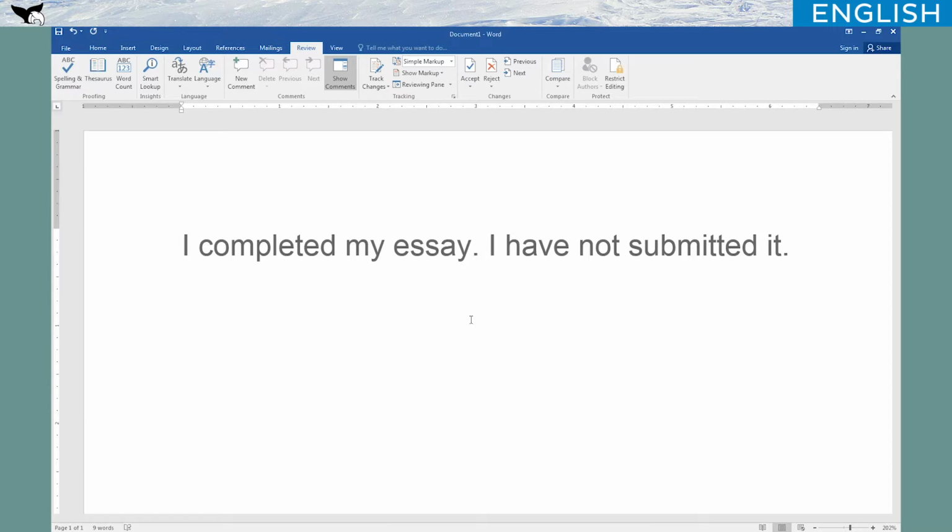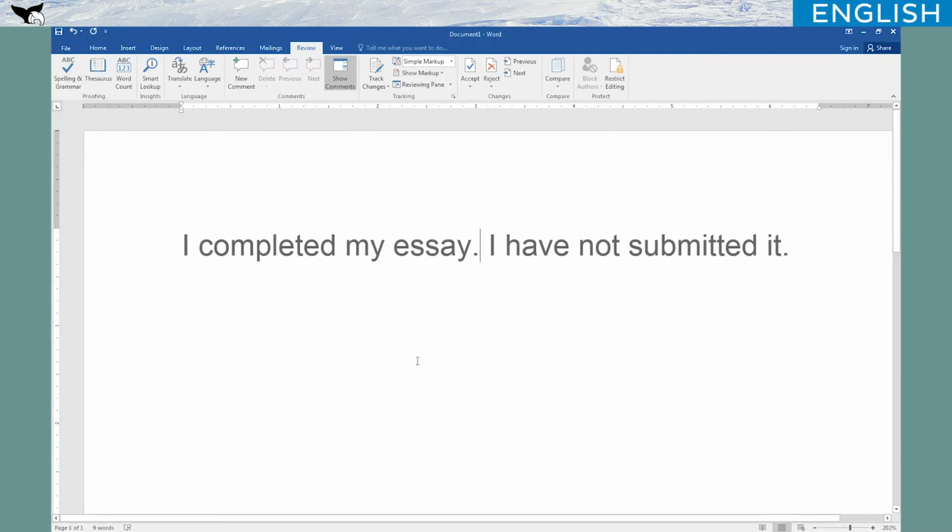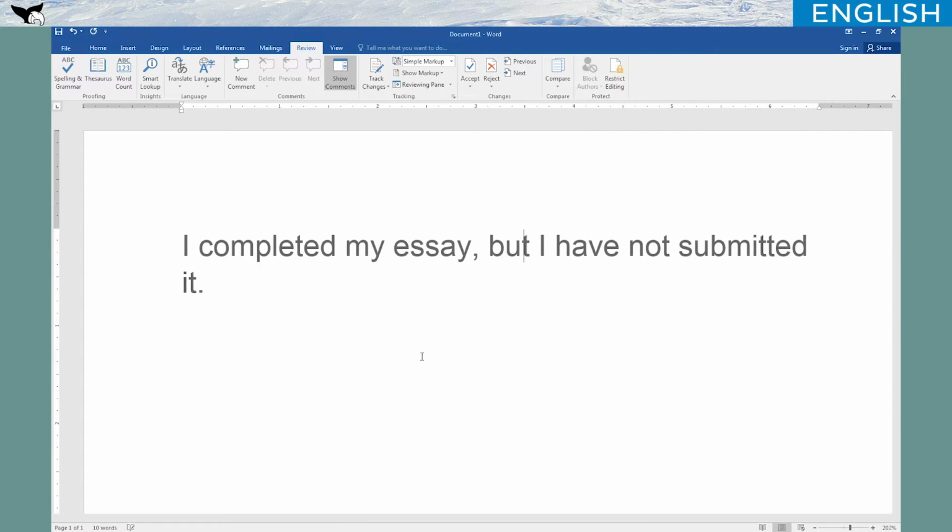So fine. If you don't want to put a period there because you're afraid that your writing will have too many short, simple sentences, another way to fix it is to add a conjunction. Conjunctions are words like and, but, or because. So if you want to do that, you can take a fused sentence error and make it into a more complex sentence. The easiest conjunction to use here would be the word but. I completed my essay, but I have not submitted it.